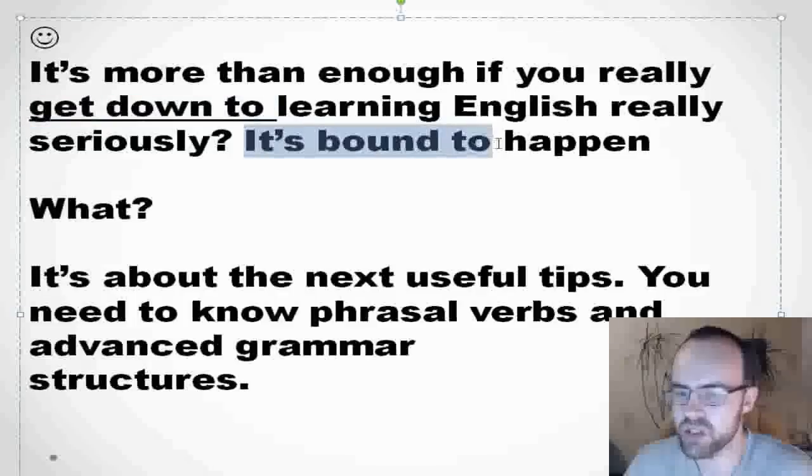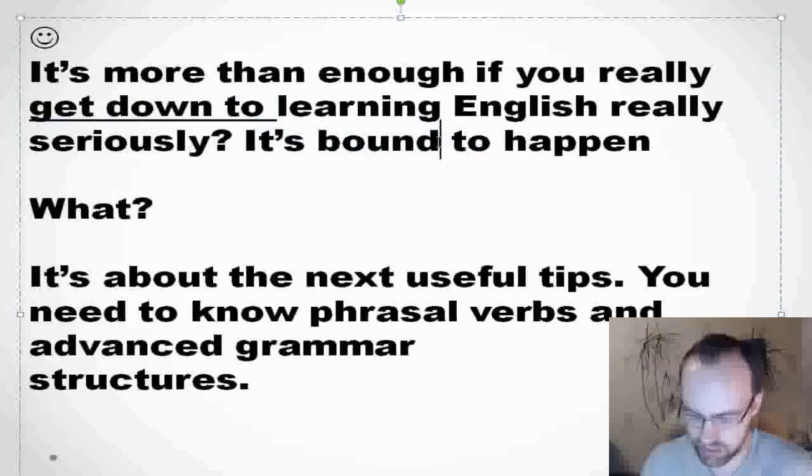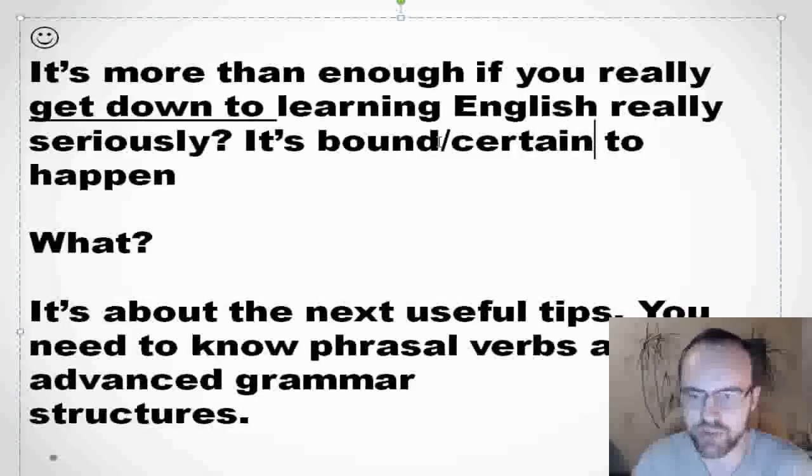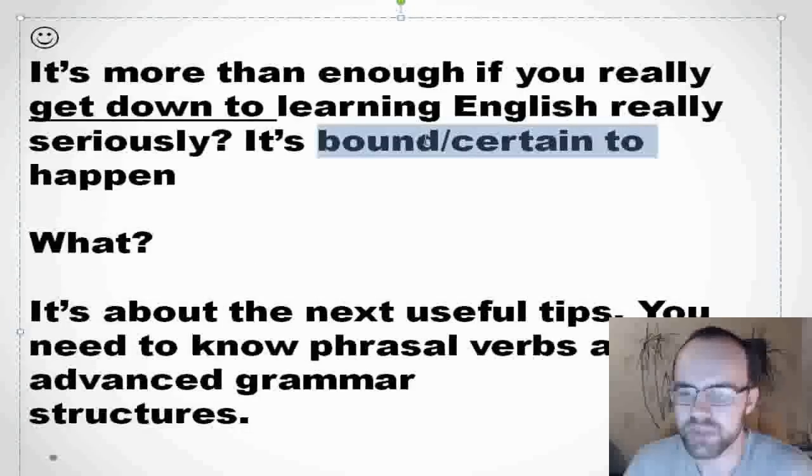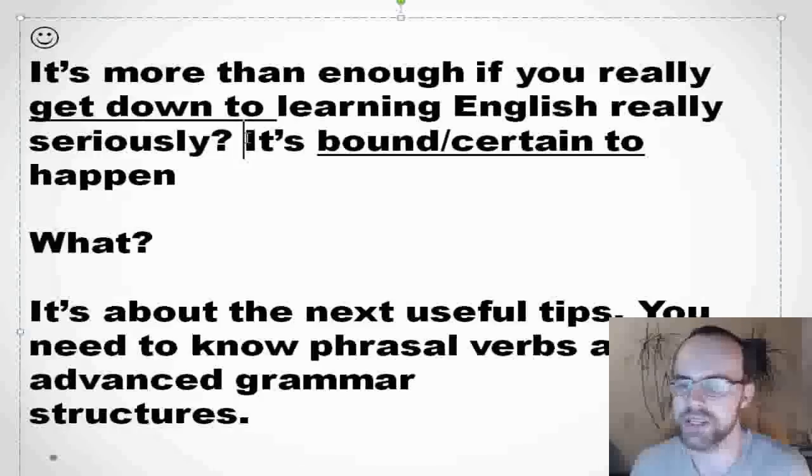Bound to, or certain to, you can also hear this variant, certain to. It means that I'm sure it will happen. You can say I'm sure it will happen, or it is certain to happen. So which phrase will sound more advanced, if you say I'm sure it will happen, or it's bound to happen, or it's certain to happen? You see the difference. So you need to use phrases like these ones.